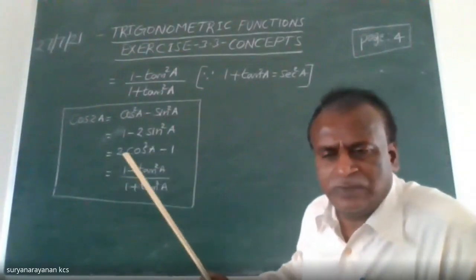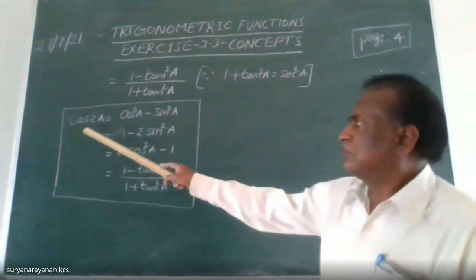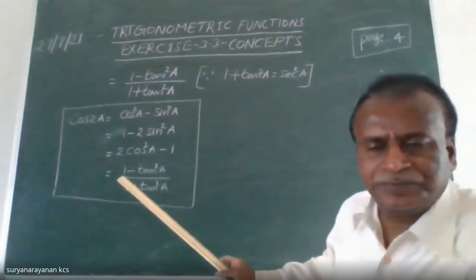Now, Rexlin, it's your turn. Cos 2A equals cos square A minus sin square A. Cos 2A equals 1 minus 2 sin square A. Cos 2A equals 2 cos square A minus 1. Cos 2A equals 1 minus tan square A divided by 1 plus tan square A. Very good, my dear Rexlin.